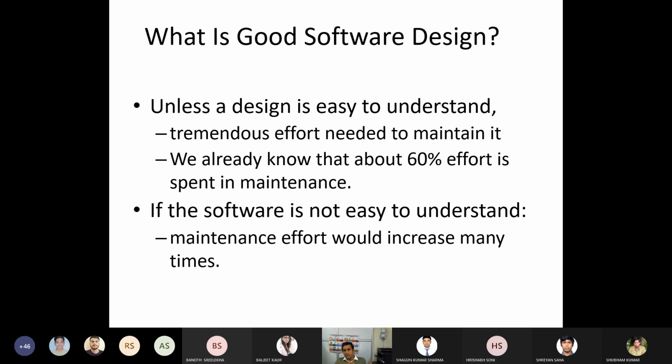We already know that 60% of effort is spent in maintenance, because a major block of time is given to maintenance. If your design is very complex, then during maintenance, when you look into that particular design, it will be very difficult to understand, and probably you will not be able to maintain your software. If the software is not easy to understand, then maintenance effort would increase by many folds.